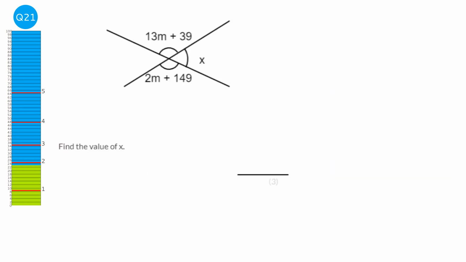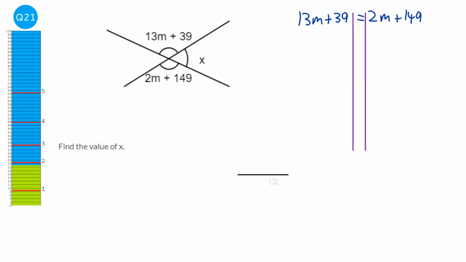So we have a set of vertically opposite angles here and here. We're going to start with those because we have to find out what m is before we can work out what x is. And vertically opposite angles are always equal. So we've got 13m plus 39 is going to equal 2m plus 149, and we're going to get our lines in there because we're going to solve this. To solve this, we first of all take away the smaller amount of m because we've got m's on both sides. We can't really cope with that when we're solving, and so we've got a 13m and a 2m. So we're going to remove the 2m.